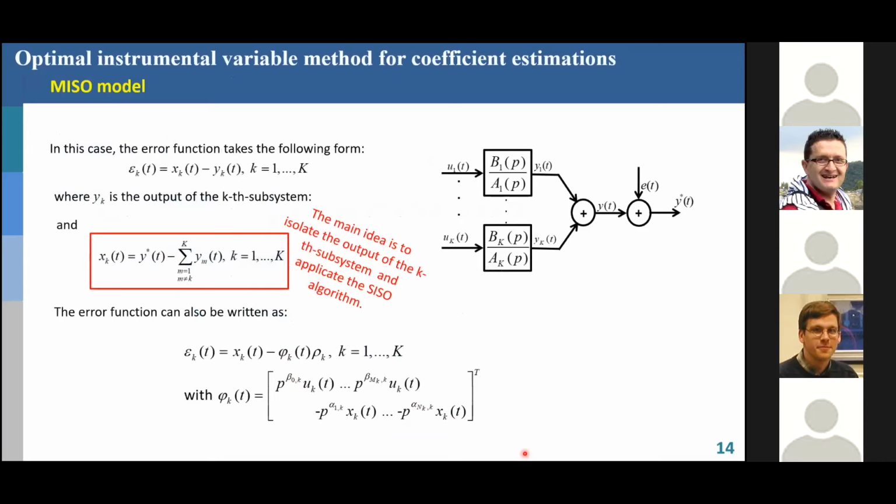In this case, the error function takes the following form. The main idea is to isolate the output of the kth subsystem and apply the SISO algorithm of the IV estimator.